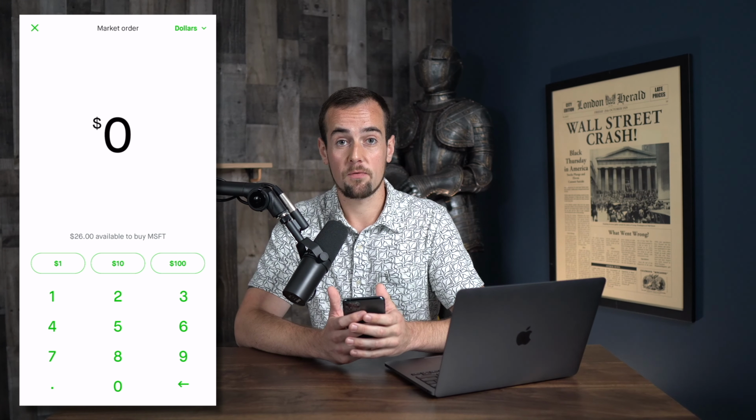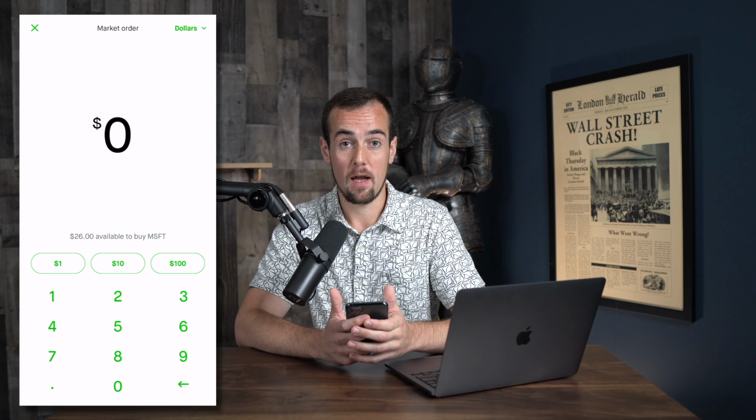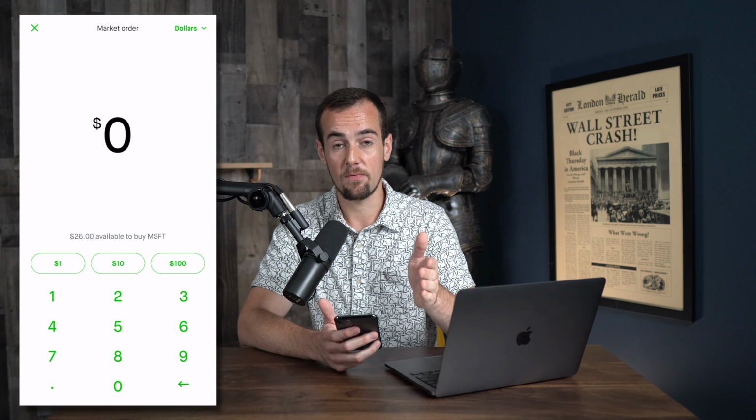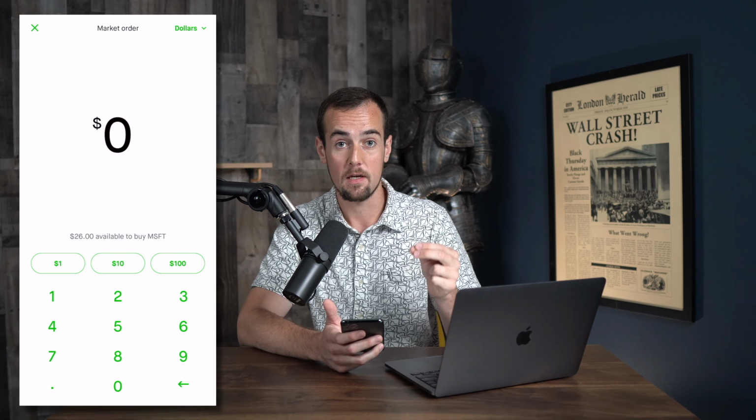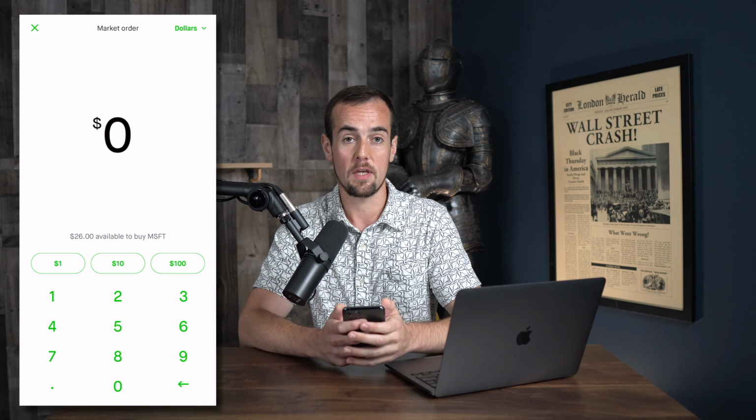Market orders are best for those that are looking for immediate order execution, but if you wanted to specify the price exactly that you're buying or selling a stock or ETF for, that is when you would use a limit order.